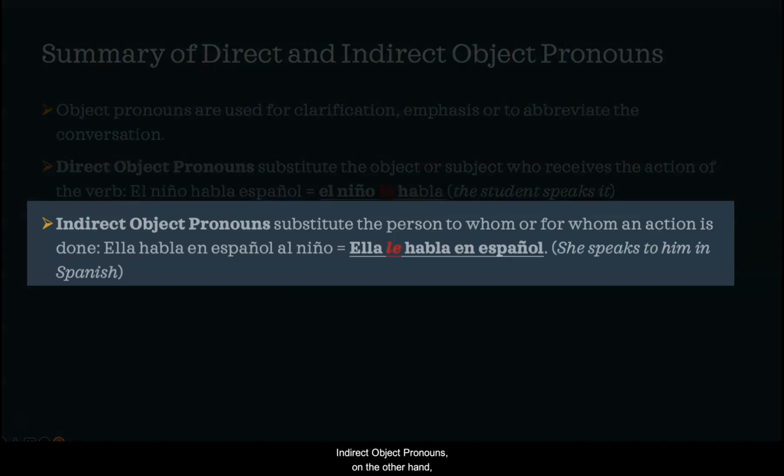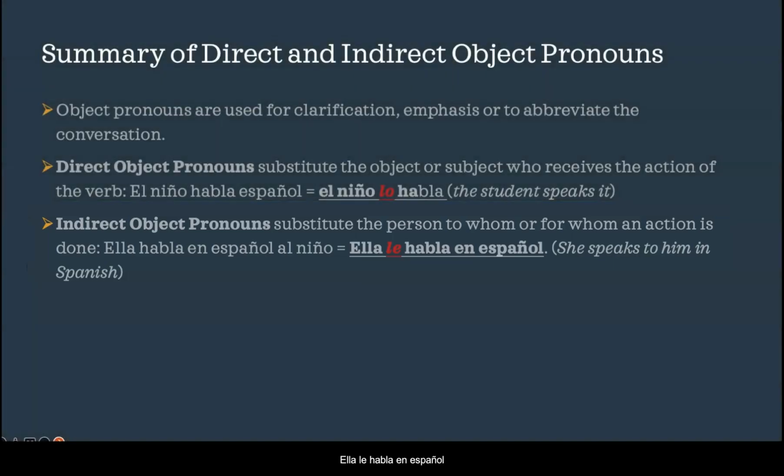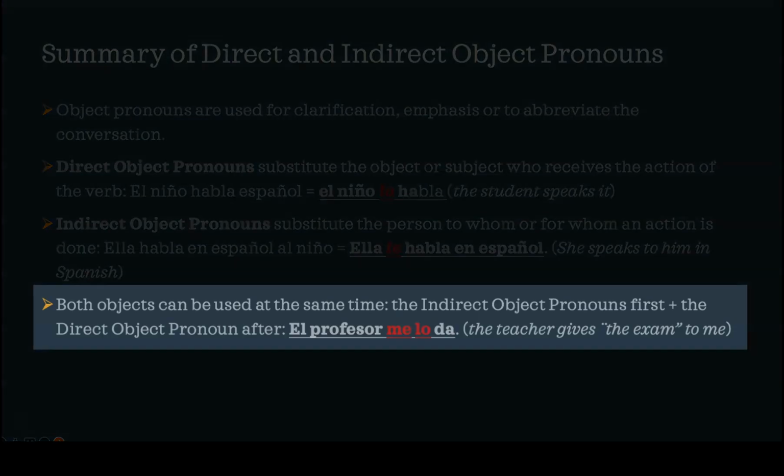Indirect object pronouns, on the other hand, substitute the person to whom or for whom an action is done. Example, ella habla en español al niño. Ella le habla en español. Le is the boy. She speaks to him in Spanish. Both objects can be used at the same time, but make sure that the indirect object pronoun goes first and the direct object pronoun goes afterwards.